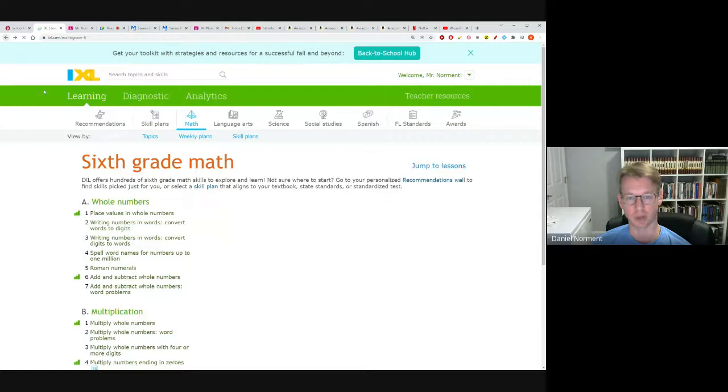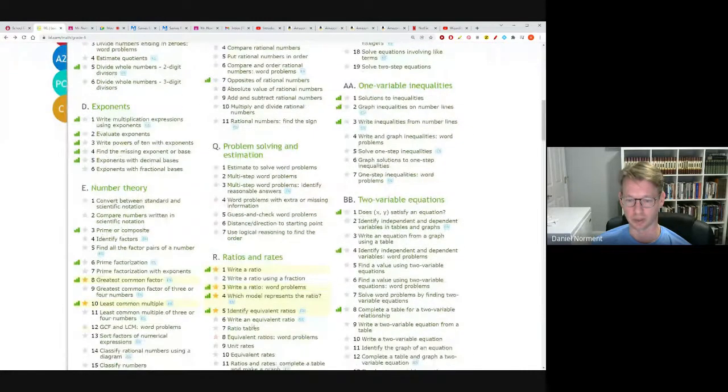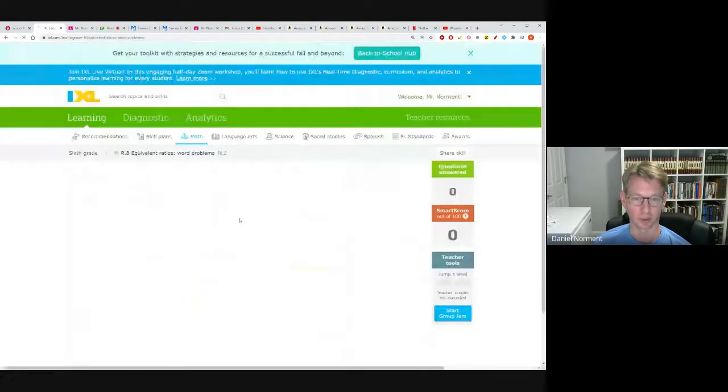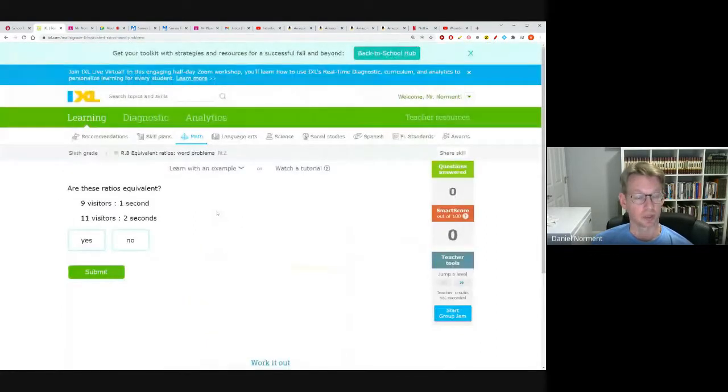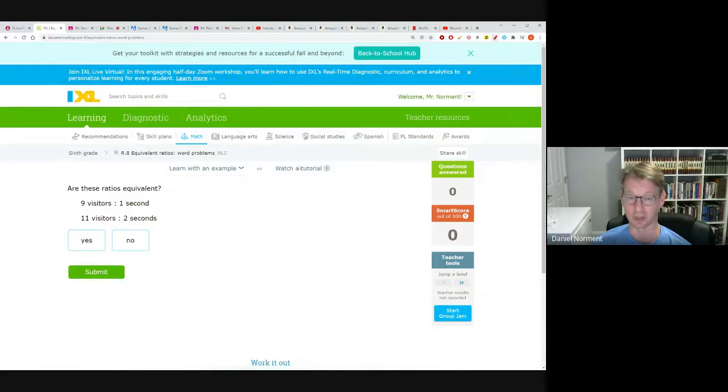And then the other assignment for my regular would be write equivalent ratios. No, this one right here. Are these ratios equivalent? 9 visitors for every 1 second. Now notice this, if you double 1, you get 2, right? So if these are equivalent, that means when you double this, you're going to get, well, what's 9 doubled? Is 9 times 2 11? Definitely not. So it's not equivalent.